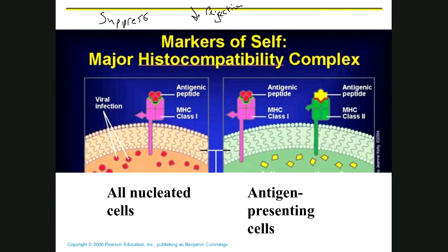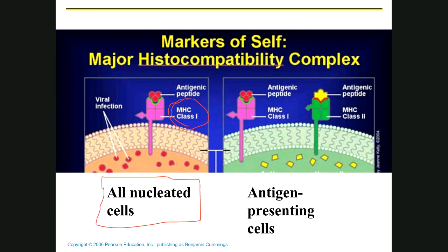So when we look at MHC, there's actually two types of MHC. Everybody has two types. One type is called MHC class 1. So if you look at MHC class 1, it's found on all nucleated cells. All nucleated cells. So every cell in your body that has a nucleus is going to have this sticking off of it. And there's going to be a bunch of it sticking off.